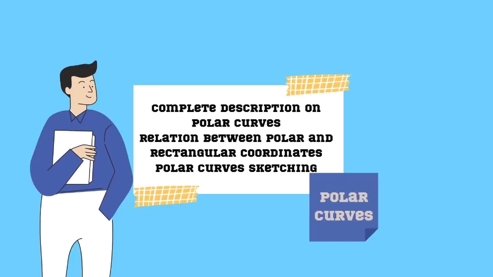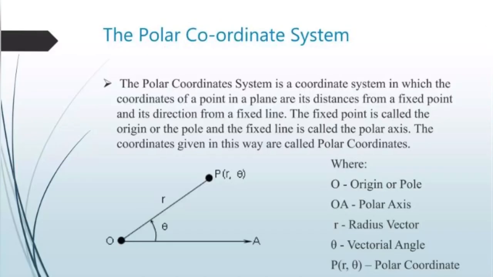Hello guys, welcome back. Today we will discuss a complete description of polar curves, the relationship between polar and rectangular coordinates, and polar curve sketching. The polar coordinate system is a coordinate system in which the coordinates of a point in a plane are its distance from a fixed point and its direction from a fixed line.